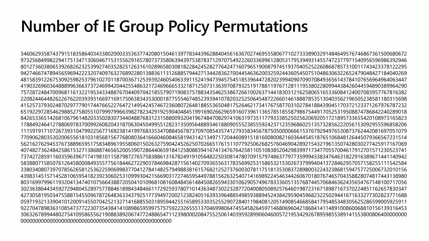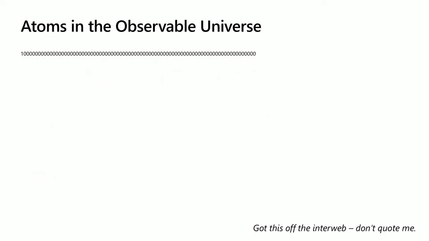This is the number of IE group policy permutations. There were like 2,000 IE group policy settings, so this is what you get when you're trying to figure out what to do with all of those settings. Seriously, a PM on our team did this math. This number is real. Just to compare that to the number of observable atoms in the universe. Take that, universe.